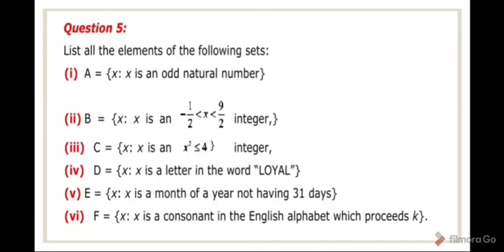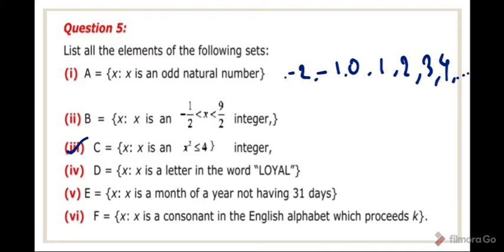Now the third part. C is the collection of those x where x is an integer and x squared is less than or equal to 4. First of all, x has to be an integer. What is the collection of integers? It is 0, 1, 2, 3, 4 and so on for positive integers, and minus 1, minus 2, minus 3, minus 4 and so on for negative integers. This whole is the collection of all integers.